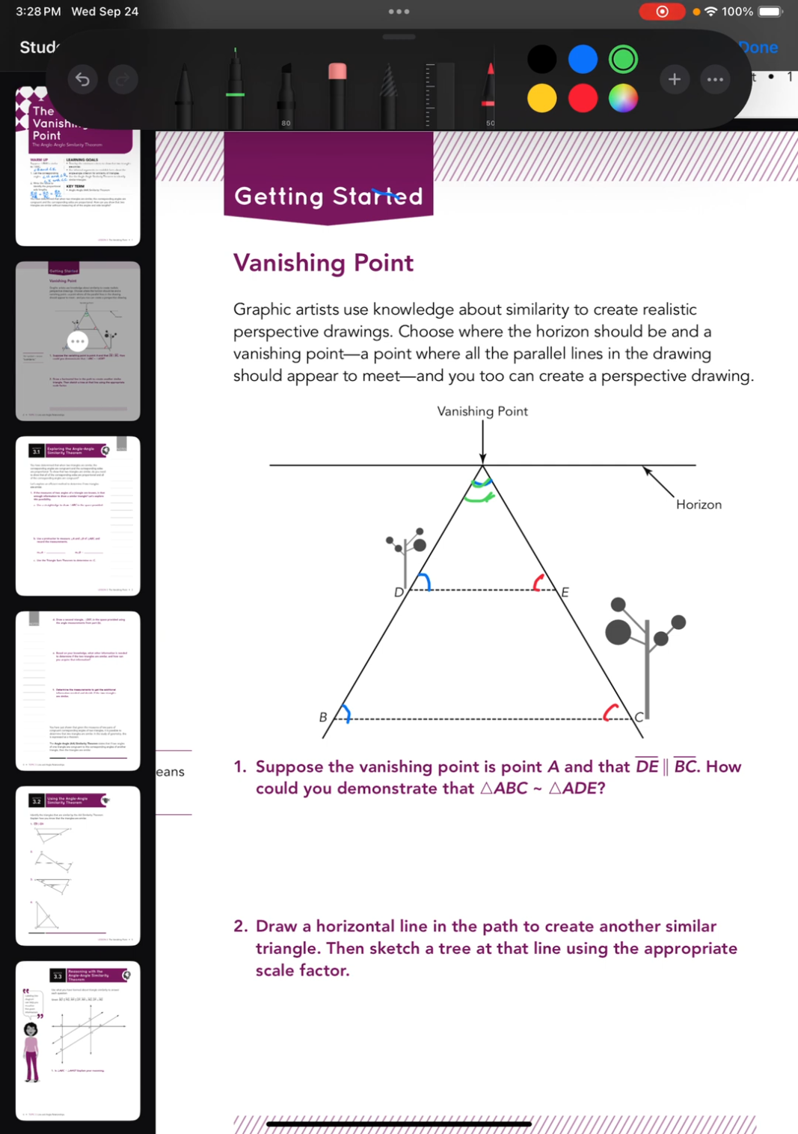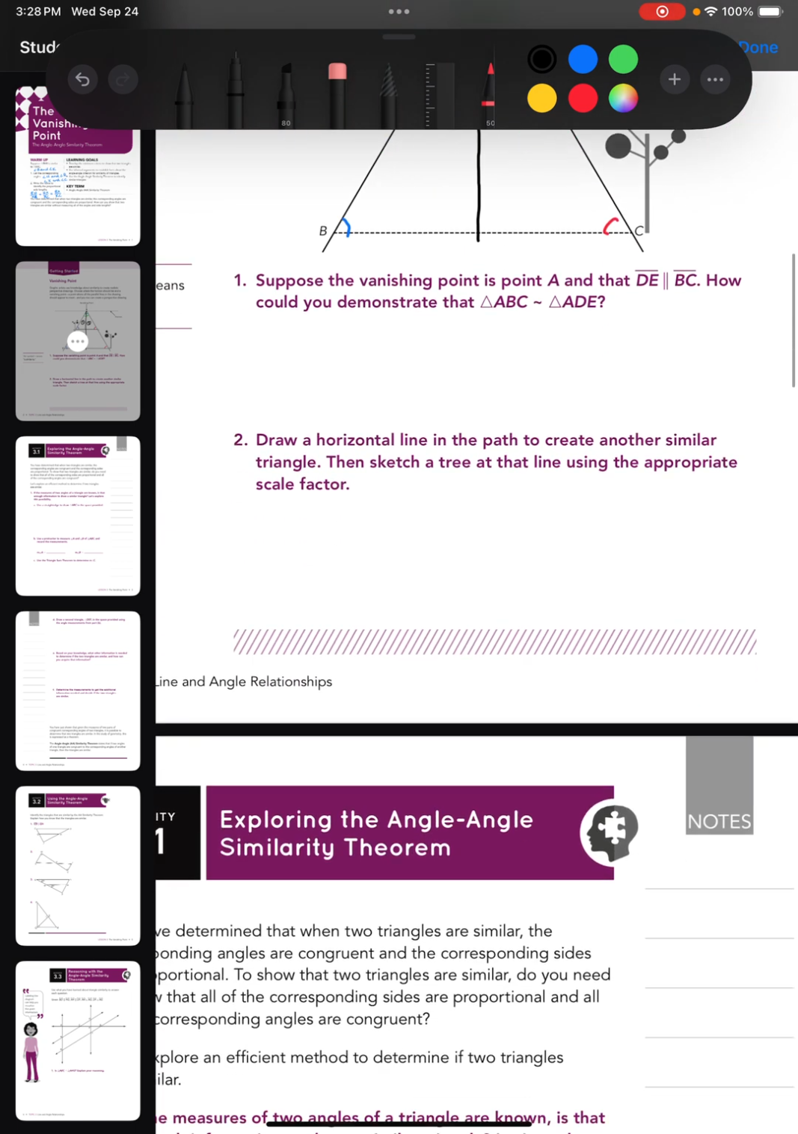So drawing a horizontal line in the path to create another similar triangle, and then it says sketch a tree at the line using the appropriate scale factor. So in other words, drawing another line, we could create another set of similar triangles. If we're looking at, say, they call this triangle 1 and triangle 2.